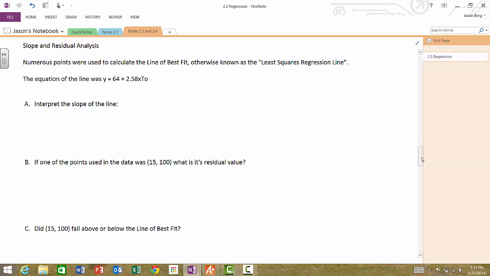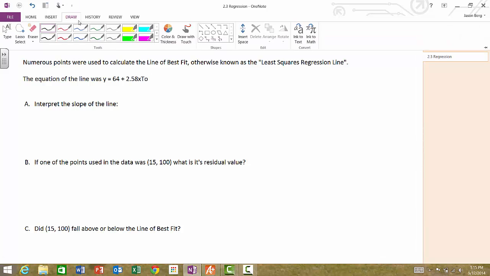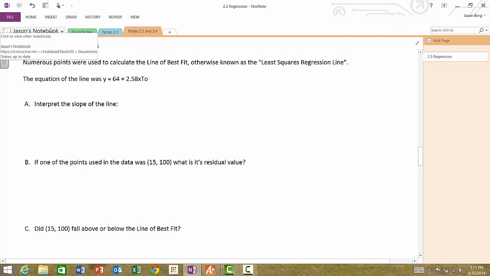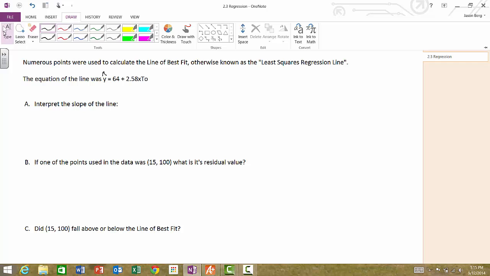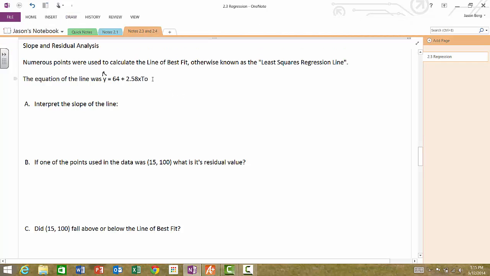Okay, this first one, more 2.3, it's for slope and residual analysis. So we have numerous points we use to calculate the line of best fit, otherwise known as the least squares regression line. The equation of the line was y hat equals, that's supposed to be y hat, and I'll draw a little hat on there so that we know that is y hat. Y hat equals 64 plus 2.58x, and that 2 is extra, so we'll get rid of that.